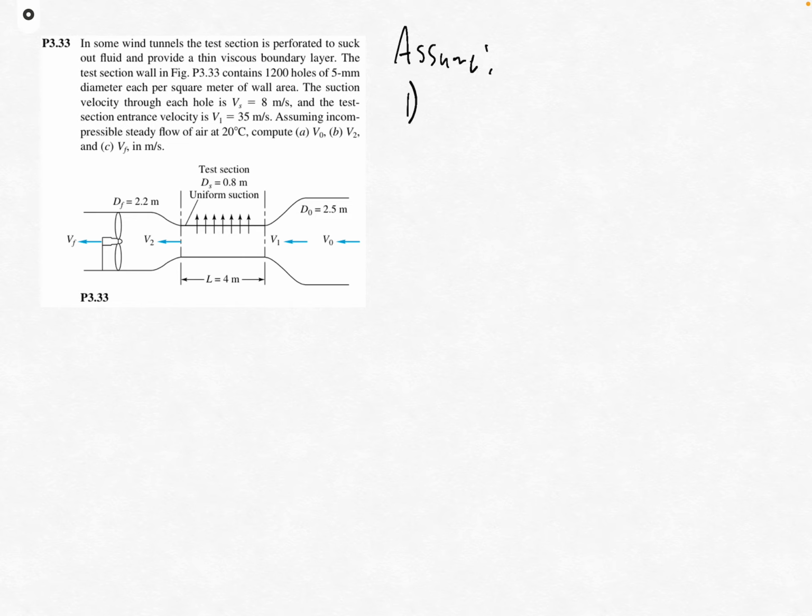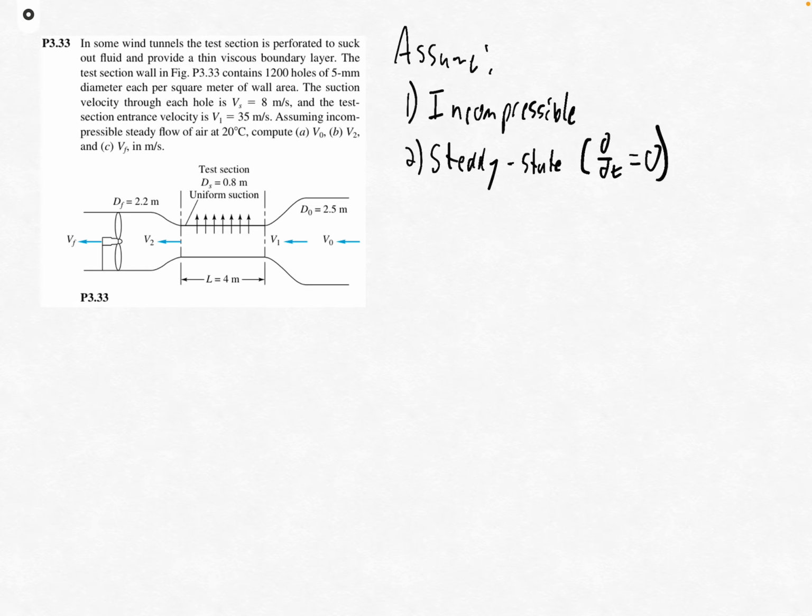We're going to assume first of all that we have incompressible. Second, steady state. Again, that means d/dt equals 0. Third, we're given that it's air at 20 degrees C, which also means fourth, we're assuming isothermal. And we'll add to that list as needed as we go through the problem.